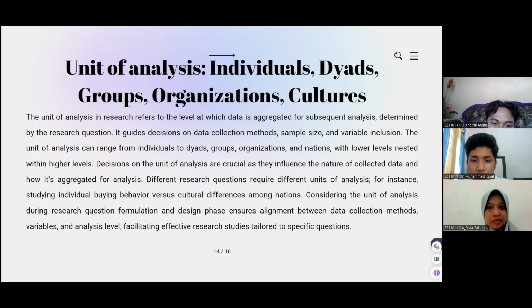Decisions on the unit of analysis are crucial as they influence the nature of collected data and how it's aggregated for analysis. Different research questions require different units of analysis. For instance, studying individual buying behavior versus cultural differences among nations. Considering the unit of analysis during research question formulation and design phase ensures alignment between data collection methods, variables, and analysis level, facilitating effective research studies tailored to specific questions.